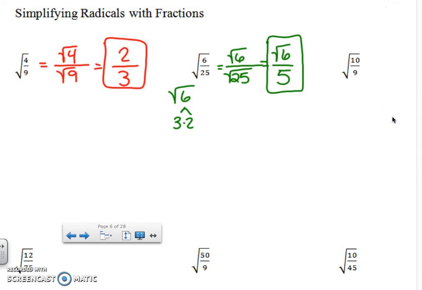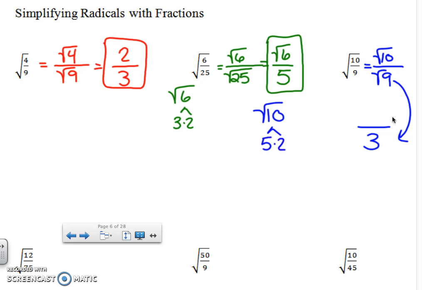Okay. Over here, this is going to turn into square root of 10 over square root of 9. And I know that the square root of 9 is a 3, so that's going to reduce. But square root of 10, let's see if that can reduce. Square root of 10 would be 5 times 2, and then I would not have any numbers in common. So square root of 10 is as far as we can simplify it. Okay, so that would be our answer. So you have to check to see if you can simplify the top and simplify the bottom.